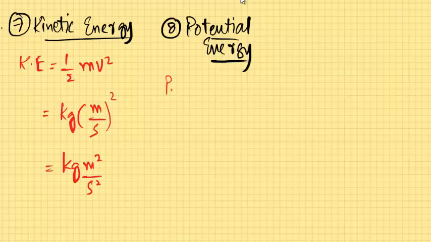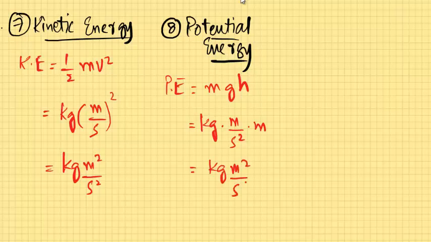Moving on to the next example, that is potential energy. Potential energy is given as mgh, which is gravitational potential energy. M is mass, measured in kilograms. G is gravitational acceleration, measured in meters per second square. Again, because that is linear acceleration, it doesn't matter what acceleration it is; as long as it is linear, it is going to be measured in meters per second square. H is height, measured in meters. So simplifying it, I will get kilogram meter square per second square.